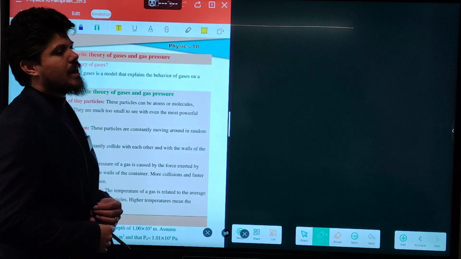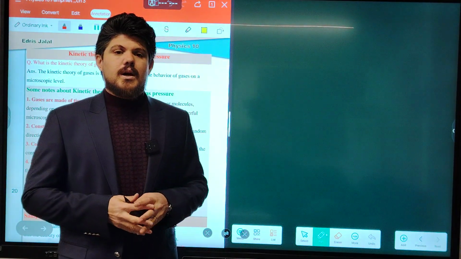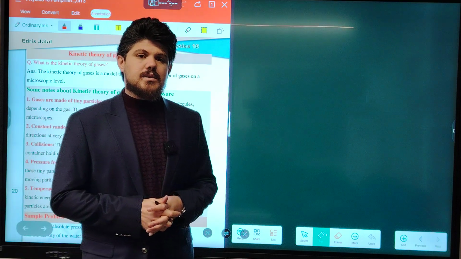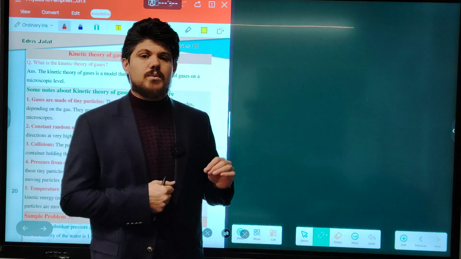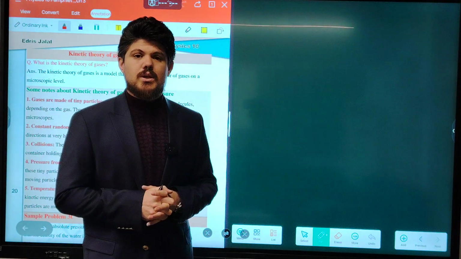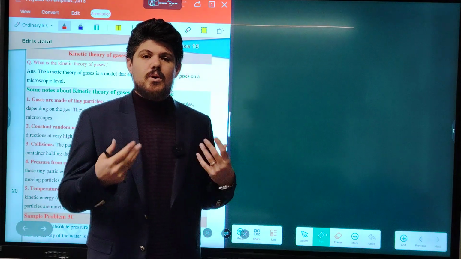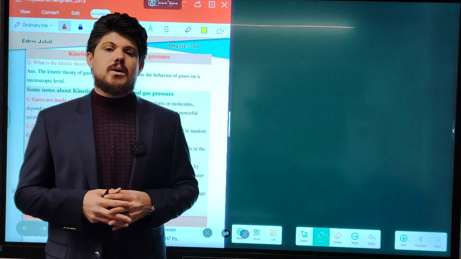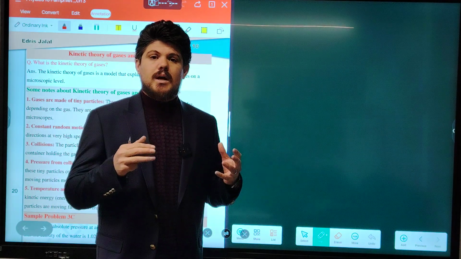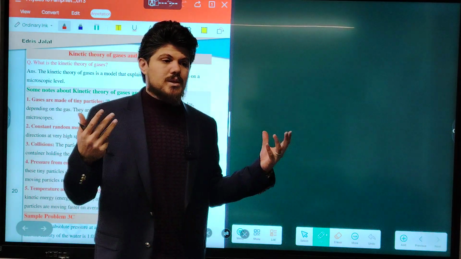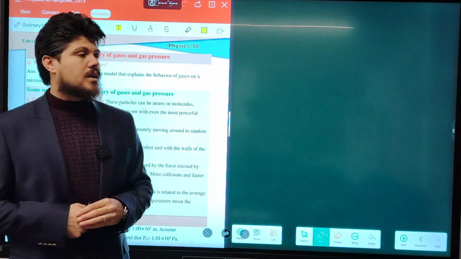Kinetic theory of gases and gas pressure. We will also study the kinetic theory of gases in chapter 4, section 2. The kinetic energy of the gases is directly related to the speed of the particles, and the speed of the particles increases with increasing temperature. So when the temperature gets higher, the speed of movement increases, and when the speed of the atoms increases, it means they have more kinetic energy. Why? Because the kinetic energy depends on mass and the square of the velocity of the particles.